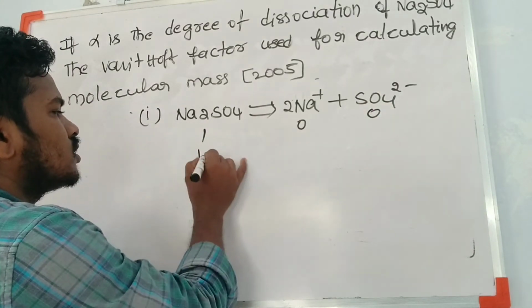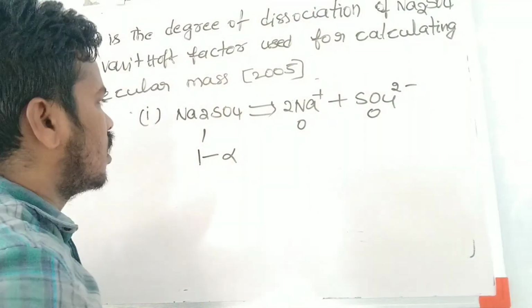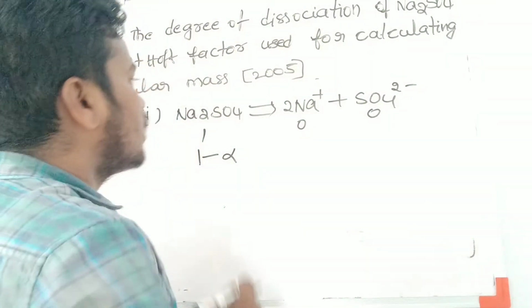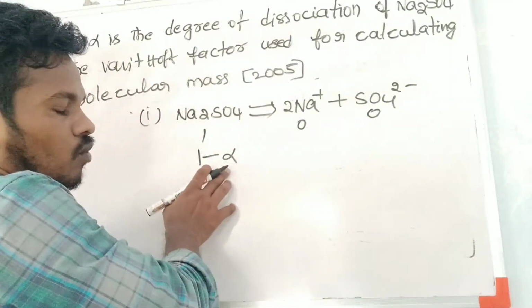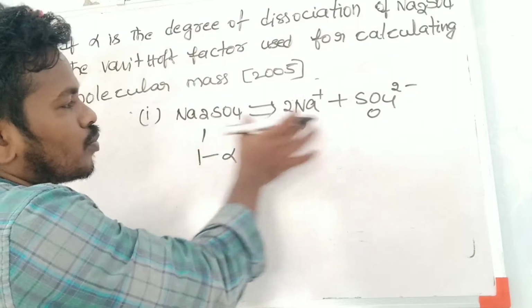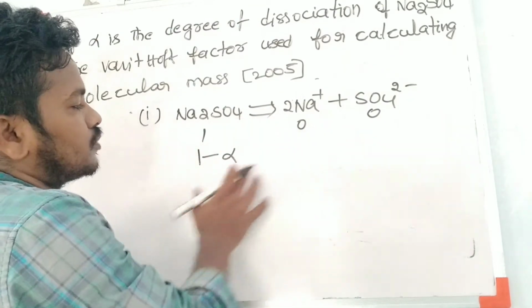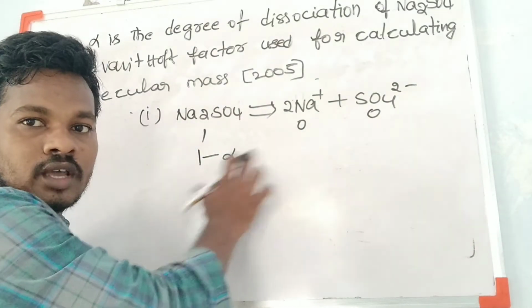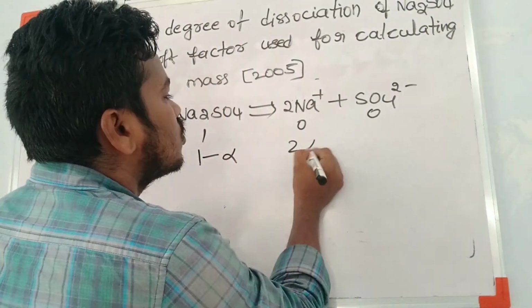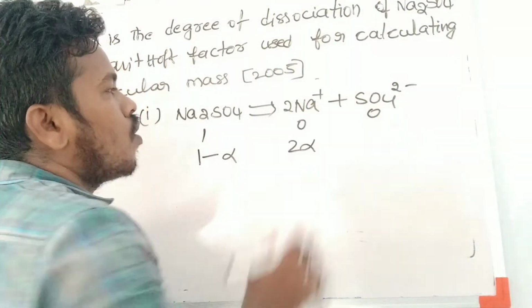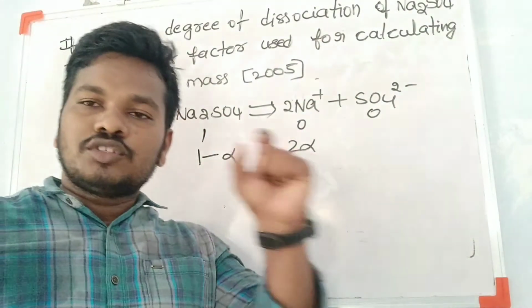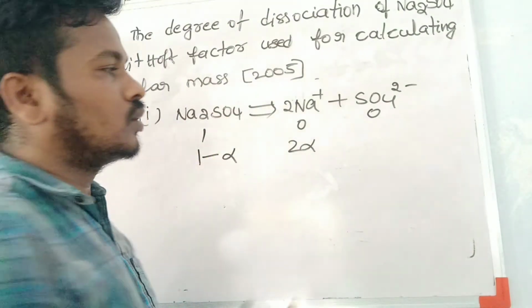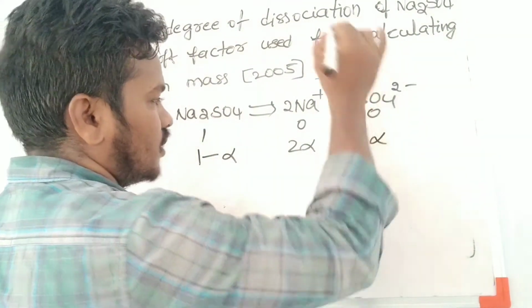After dissociation, the degree of dissociation will be alpha, so the remaining Na2SO4 is 1 minus alpha. Na plus, how much? If 1 Na2SO4 is producing 2 Na plus, then the amount is 2 alpha. And 1 Na2SO4 is producing 1 SO4 2 minus, so automatically it will be alpha.